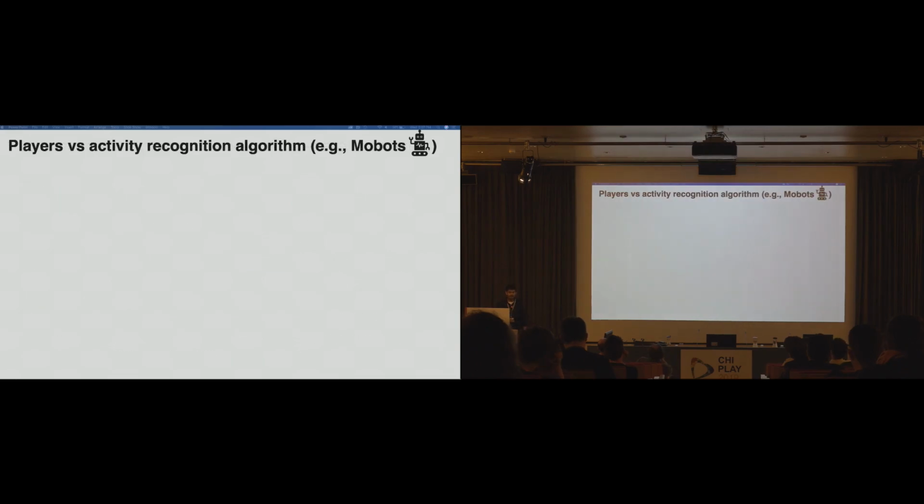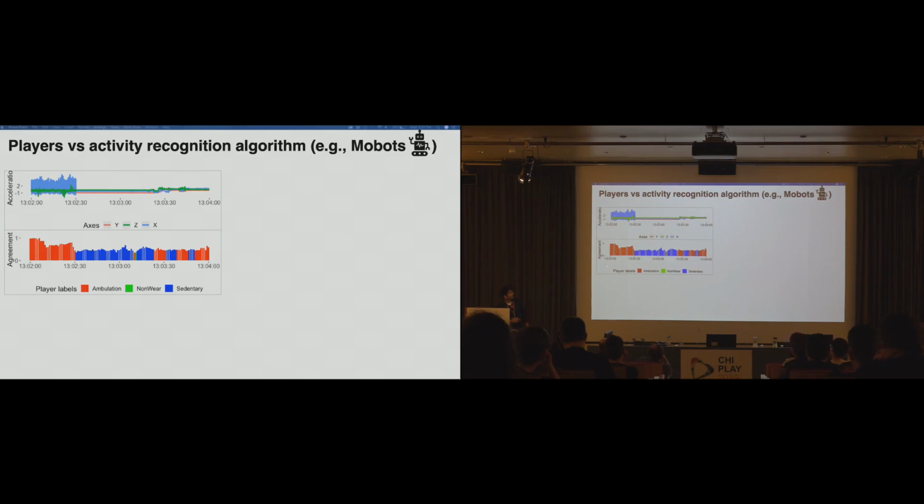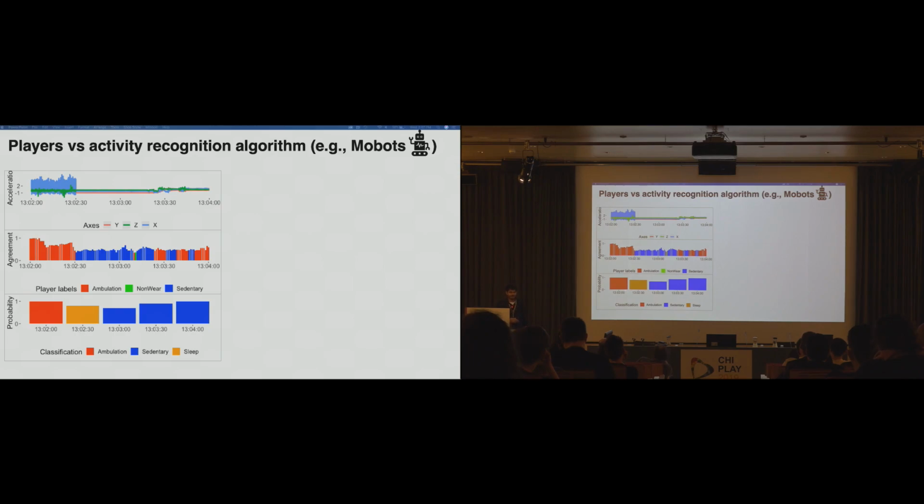And we also compared players' labels with an activity recognition algorithm. In the interest of time, I'm not going into the details of what the algorithm does, but we have provided that detail in the paper along with many other interesting results. So let's say we have a 2-minute sample of raw data from Mobots players. These are the labels from the players with their interplayer agreement for the same data. And these are the labels from the algorithm for a 30-second time window with the algorithm's confidence.